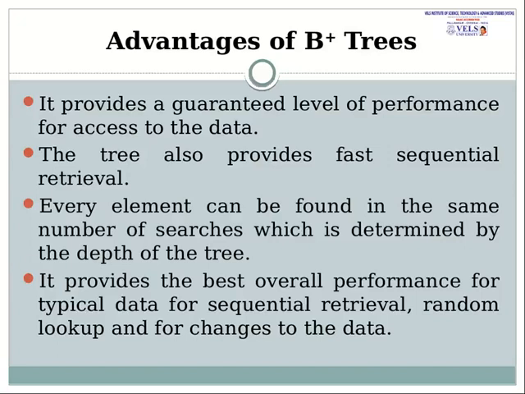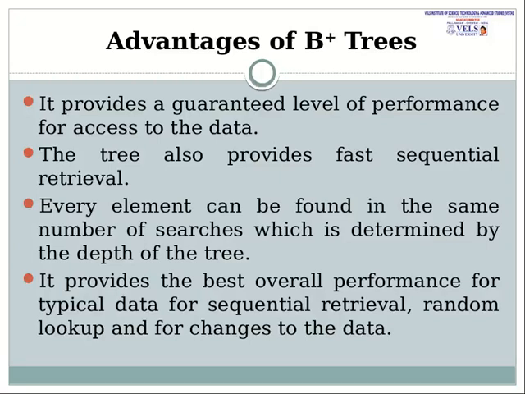It provides guarantees for the level of performance for accessing the data. The tree also provides a fast sequential access method for retrieving data. Every element can be found in the same number of searches, which is determined by the depth of the tree. It provides the best overall performance for typical data, sequential retrieval, random lookup, and changing the data in the database.